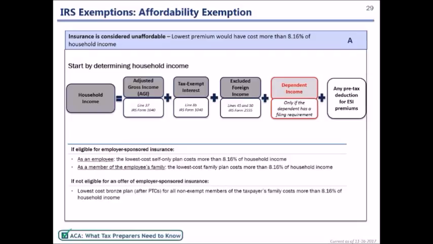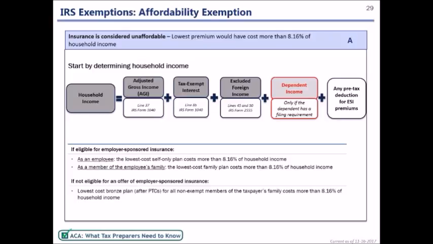If the answer to that is no, that the person was not offered family coverage through an employer, then we're going to look at the lowest cost bronze plan premium and whether that cost more than 8.16%. So there's a hierarchy here, and you've got to follow it. And once someone sort of tests in one of these categories, you're done.